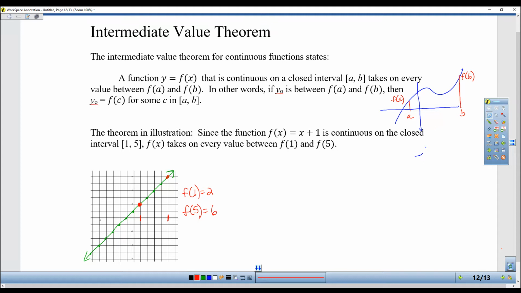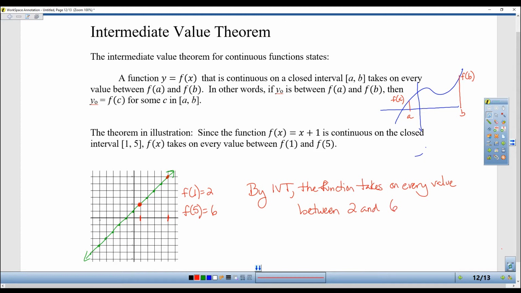So by the intermediate value theorem, you are allowed to abbreviate it, both for me and for the AP exam, the function takes on every value between 2 and 6. Why is this important?